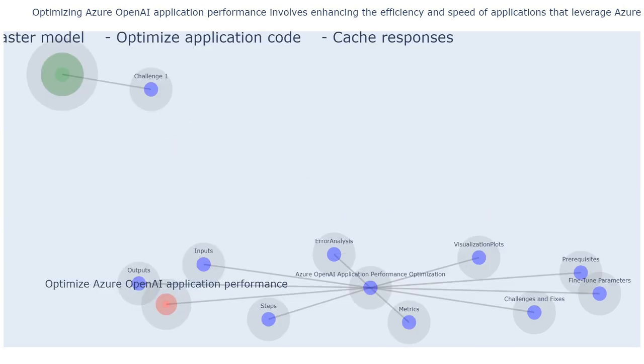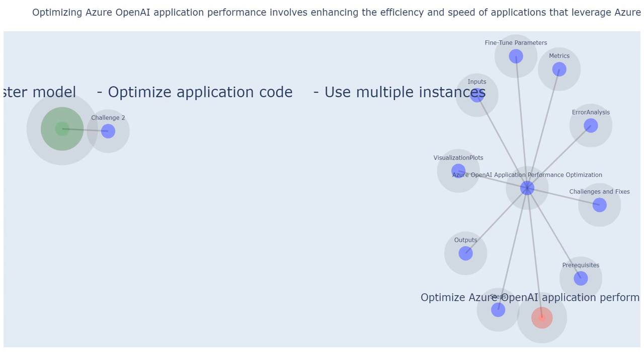Challenge 1. High latency can impact user experience and make the application sluggish. Fixes to challenge 1. Use a faster model. Optimize application code. Cache responses. Challenge 2. Low throughput can limit the application's capacity to handle a large number of requests efficiently. Fixes to challenge 2. Use a faster model. Optimize application code. Use multiple instances.